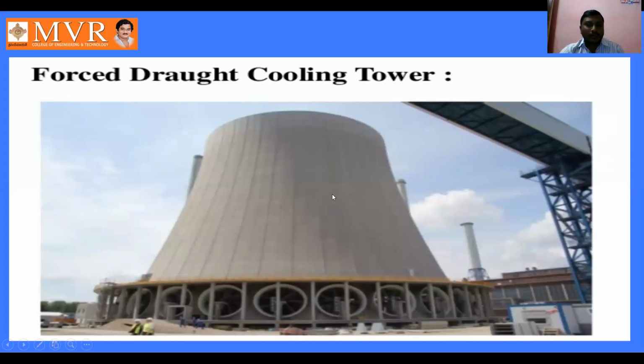In the thermal power plant, this is the original cooling tower which we can observe carefully. These are the fans which we can observe here. By using these fans, we suck the air from the atmosphere and send the air into this cooling tower. This is the forced draft cooling system.